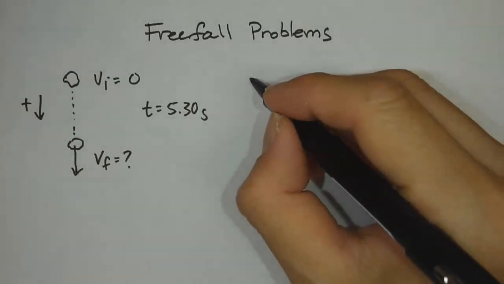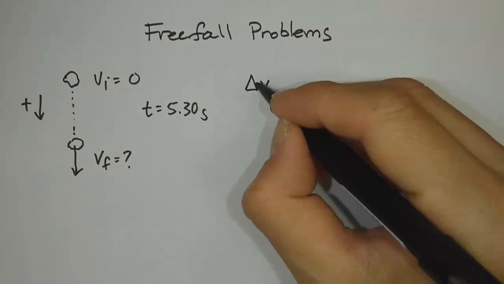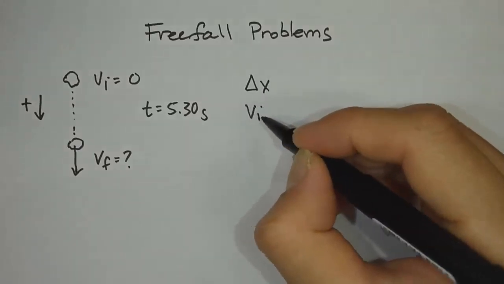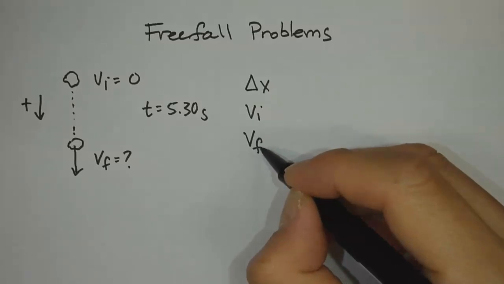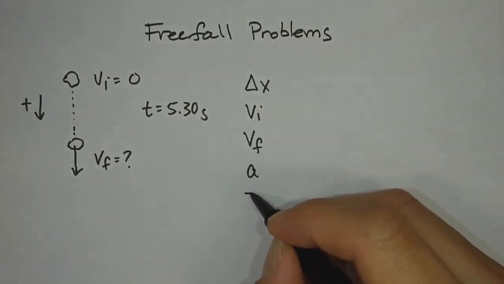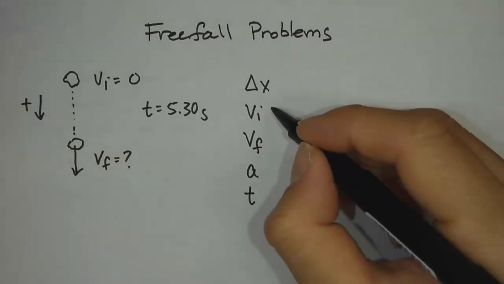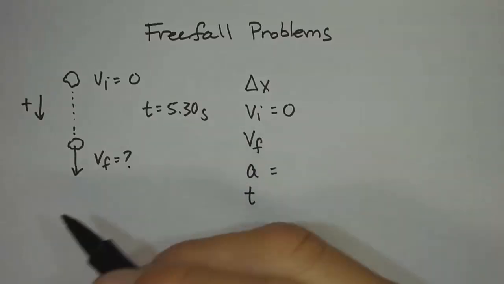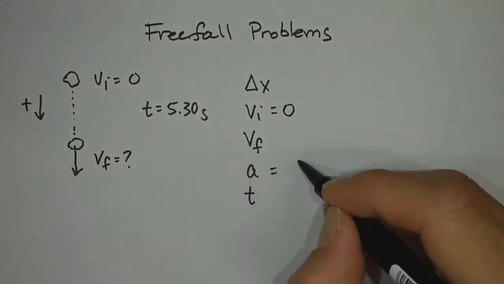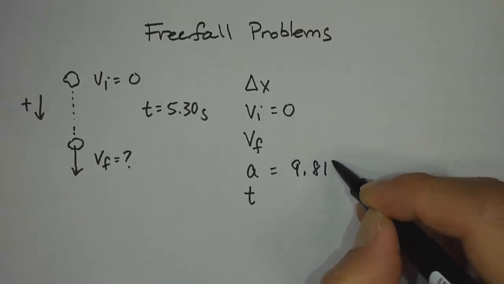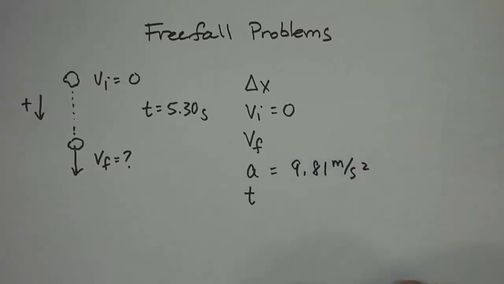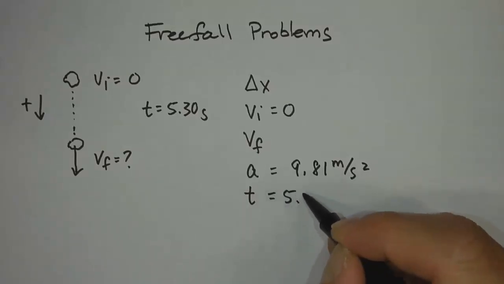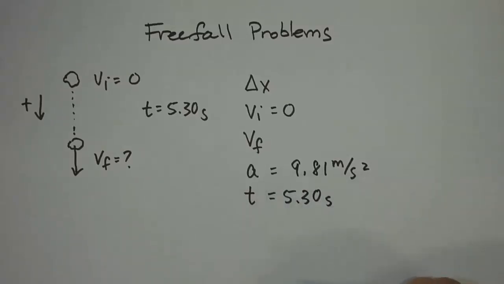One of the first things we're going to do is to create our variables chart. So delta x, which is displacement, vi initial velocity, vf final velocity, a is acceleration, t is the time. We know that the initial velocity is 0, and our acceleration for free fall is always going to be downward. It is 9.81 meters per second squared. We also know the time is 5.3 seconds. And the first thing we want to find is what is the delta x? So how far does it fall?